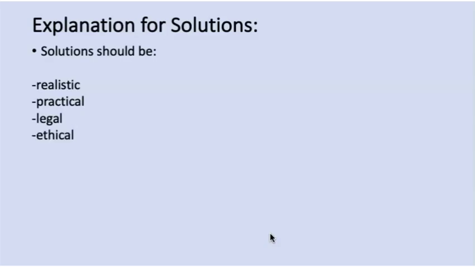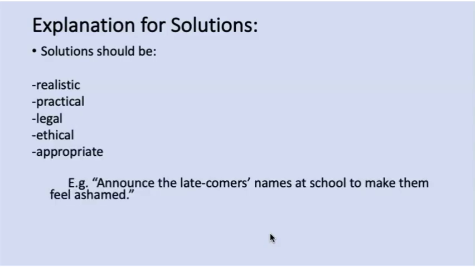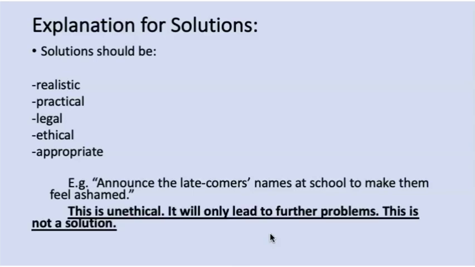Now let's look at the explanation for solutions. Solutions should be realistic, practical, legal, ethical, and appropriate. What do we mean by this? For example, if you say, announce the latecomers' names at school to make them feel ashamed. This sentence is not okay. This explanation is not okay because it is not ethical. It will only lead to further problems, and this is not a solution too. So we shouldn't write a sentence like this.